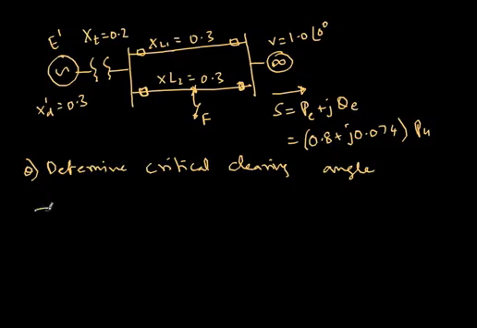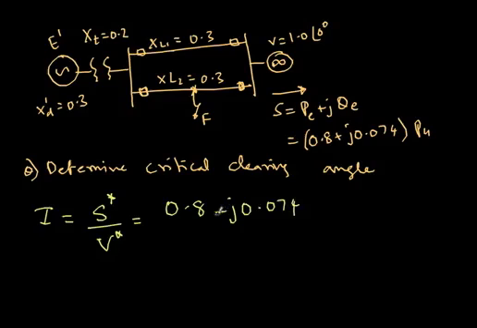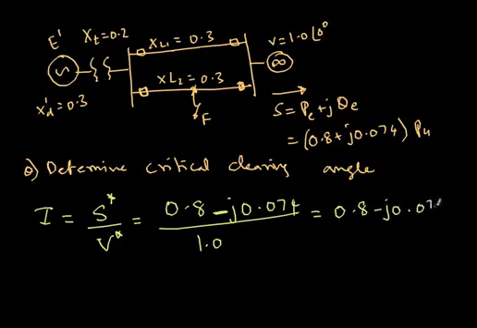First we start by finding the current. The current is the complex power conjugate divided by the voltage conjugate. Here the complex power is 0.8, and because it is conjugate, I am putting minus j0.074. Then the voltage here is just 1, and since the angle is 0, the conjugate doesn't matter. So finally I get 0.8 minus j0.074 per unit. Now I have the current.